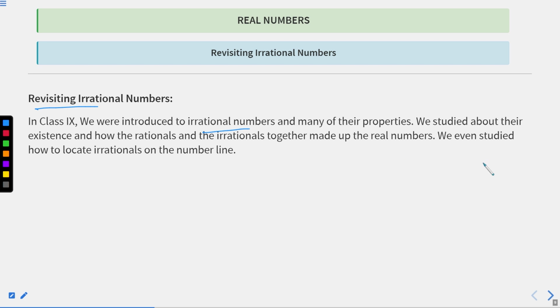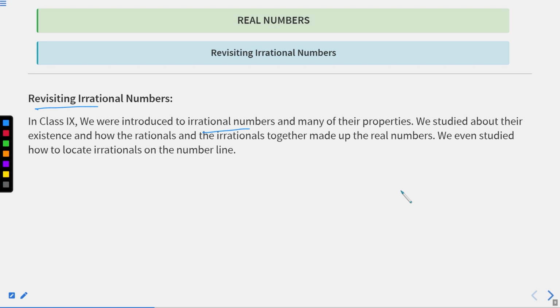Okay, so in our class 9th, we were introduced to irrational numbers. There we defined what irrational numbers are, and we also discussed many of their properties. Like if we take the addition of a rational number and an irrational number, the resulting number will be irrational. If we take subtraction of a rational number and an irrational number, that will also give us an irrational number.